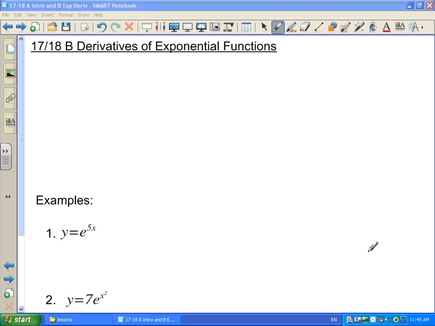So this is box B here, derivatives of exponential functions. If you watched the lesson for part A, we've already gone over this a little bit, but we know that if our function is e to the x, our derivative is also e to the x. So this is sort of the simplest derivative rule that you're going to have to know.